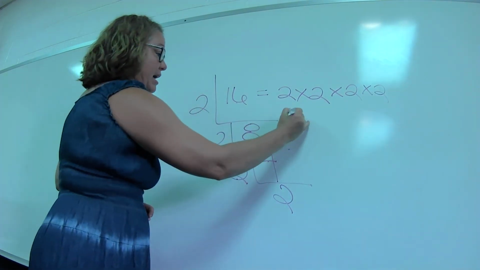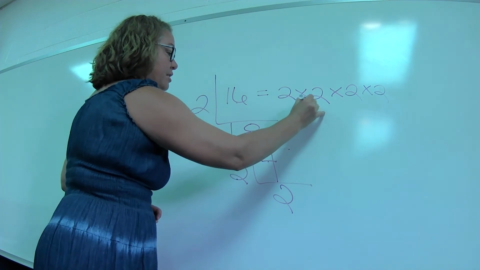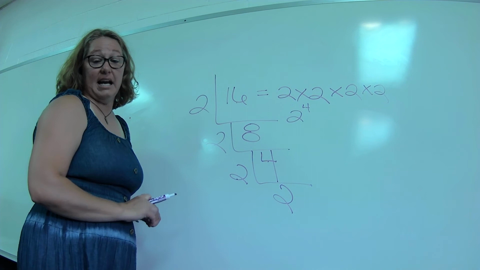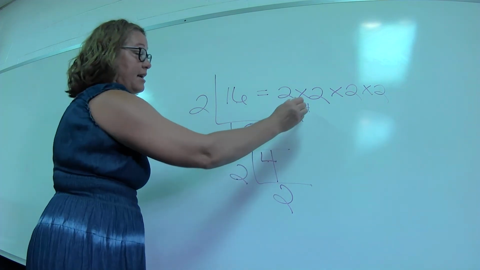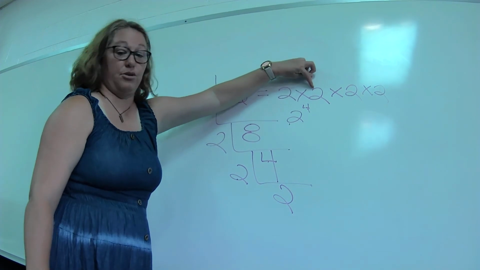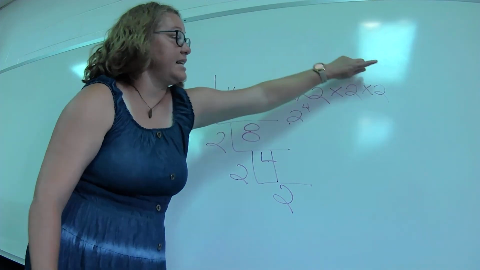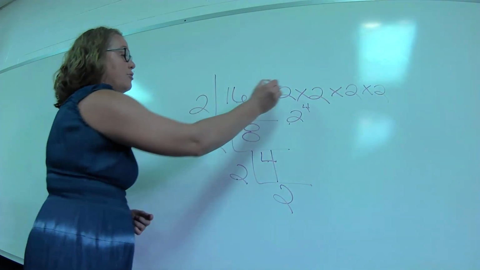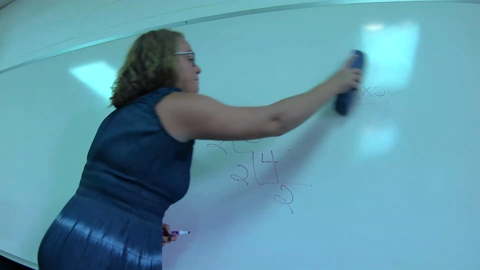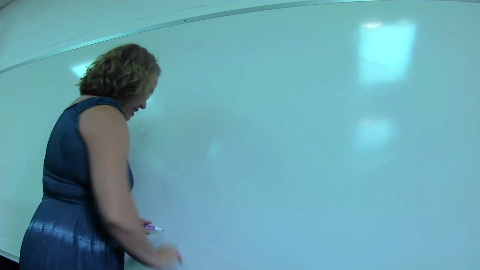Now I will write this as 2 to the power of 4. We will learn later that that's an exponent, but that's saying I have 4 2's. And if you multiply 2 times 2 is 4, times 2 is 8, times 2 is 16. You have multiplied the primes of 16. All right, let's try another one.